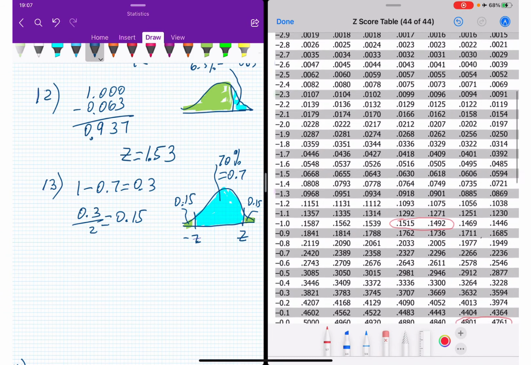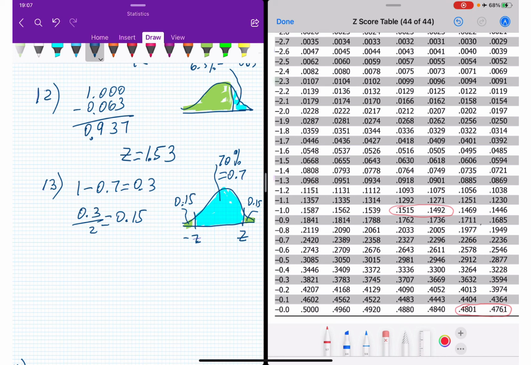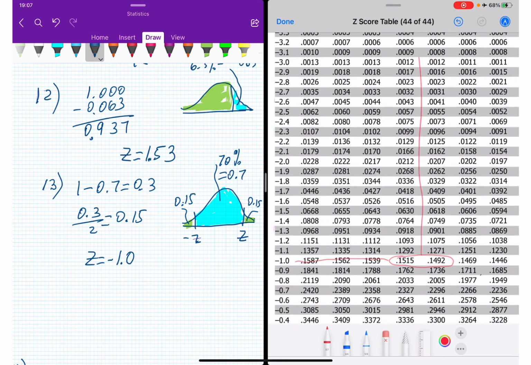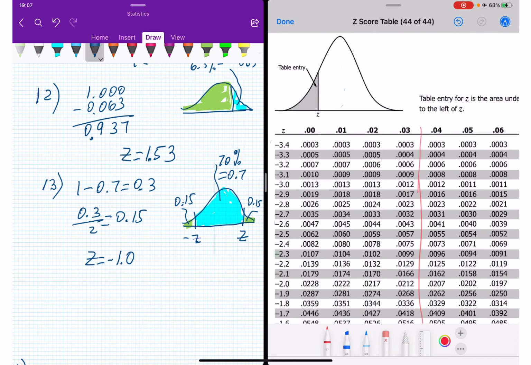Yeah. So one is going to be negative 1.0. Z-score is going to be negative 1.0, and the second number going in the middle, it's going to be between 3 and 4, 1.035, which if I round it up, is going to be negative 1.04.